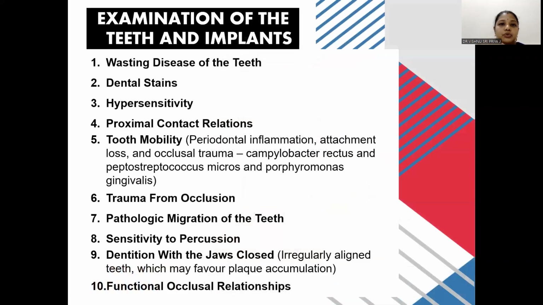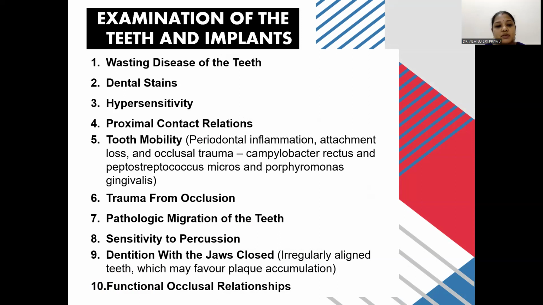After doing that, we go to the examination of teeth and implants. These are the things which you should examine: wasting disease of the teeth, dental stains, hypersensitivity, proximal contact relations, tooth mobility. In tooth mobility, concentrate on whether it is because of periodontal inflammation, attachment loss, or occlusal trauma.